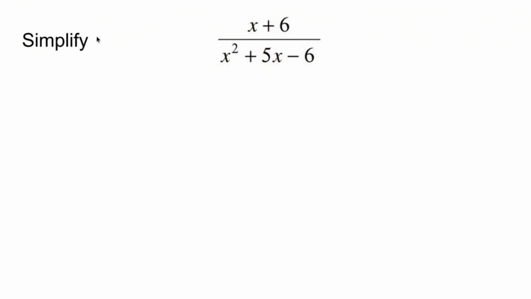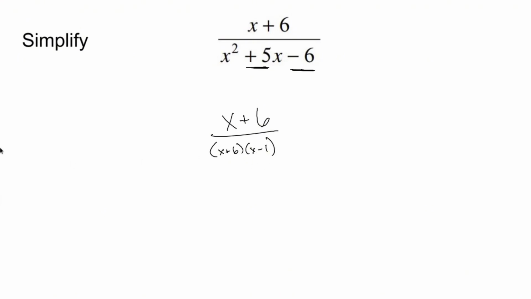Simplify x plus 6 over x squared plus 5x minus 6. Well, whenever you're asked to simplify a fraction and you have polynomials and stuff like that, you need to factor as much as you can. There's nothing I can factor in the numerator. Nothing at all. However, in the denominator, I can come up with two numbers that add up to 5 and multiply out to -6, and those two numbers are going to be 6 and -1.